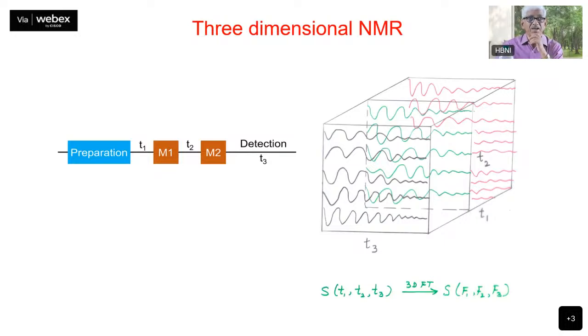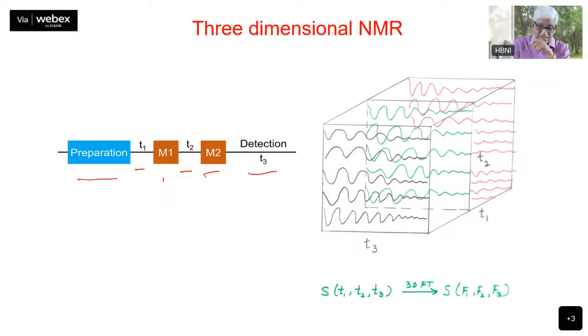So how do you generate the three time axes? That is indicated here. You have the usual preparation period, which is there in every experimental sequence. And we have a T1 evolution period, one independent time variable. Then you have the first mixing period. Then you have the second time variable, which is independently incremented. Then you have the second mixing period, M2. And then finally you have the detection, T3. So the FID is collected only during the T3 period.